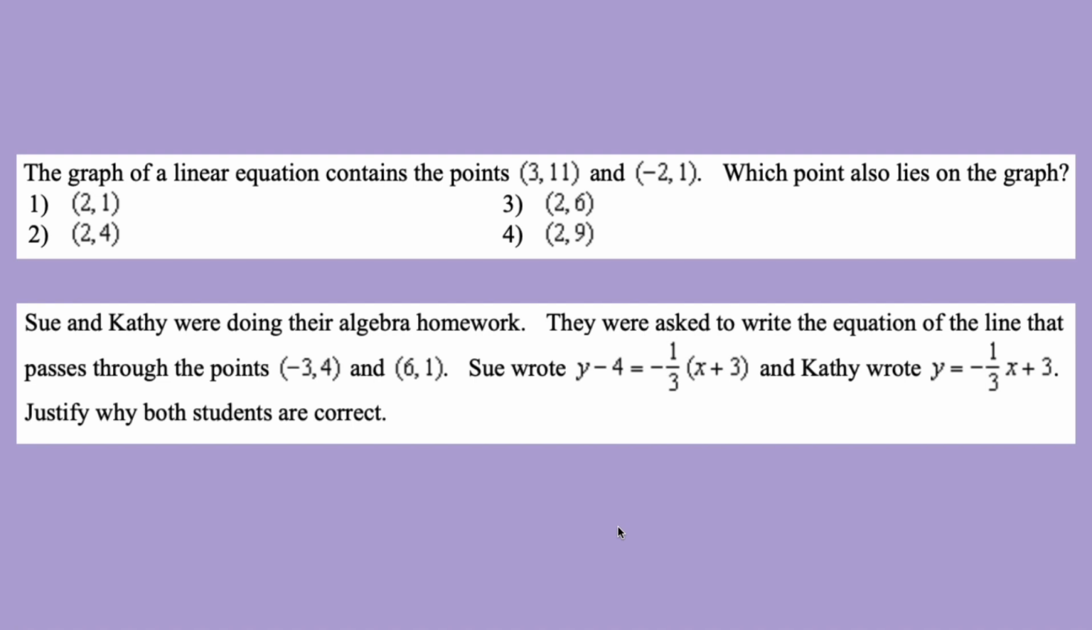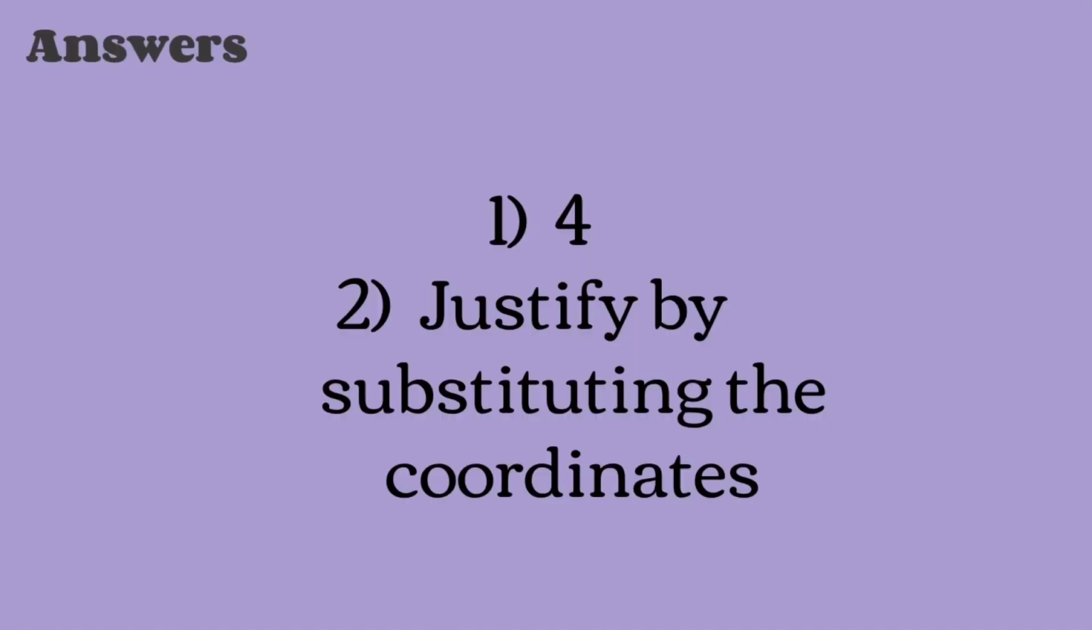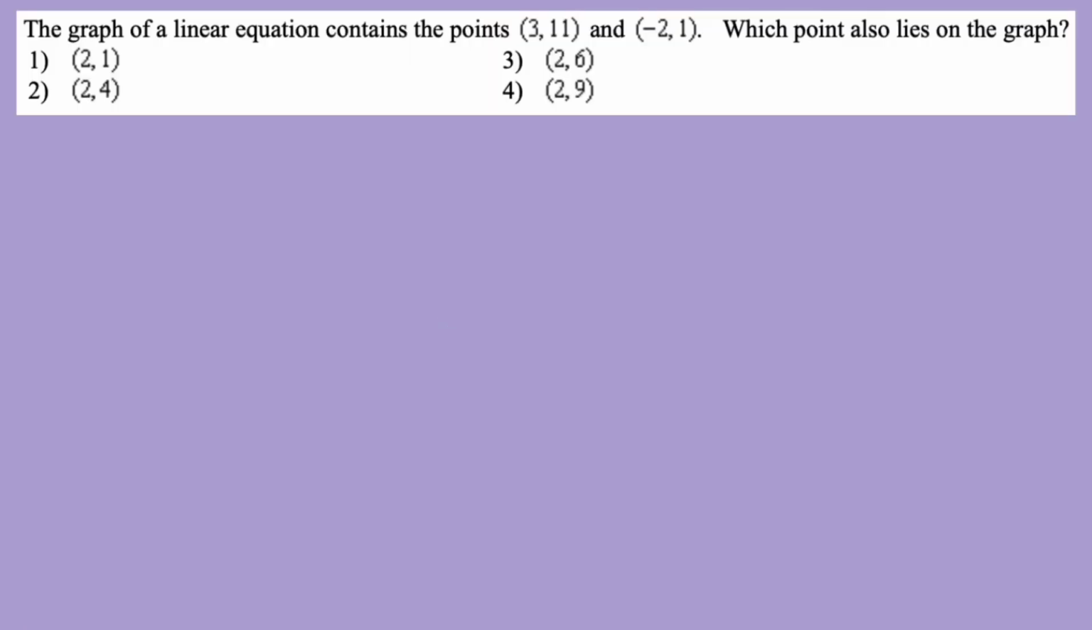Now I want you guys to do 2 questions on your own, so just pause the screen and complete them, and then we'll go over them on the next few slides. Okay, so here are the answers that you should have gotten. Number 1 is 4, and number 2 we're going to justify by substituting the coordinates. So for number 1, it asks: the graph of a linear equation contains the points (3, 11) and (-2, 1). Which point also lies on the graph?